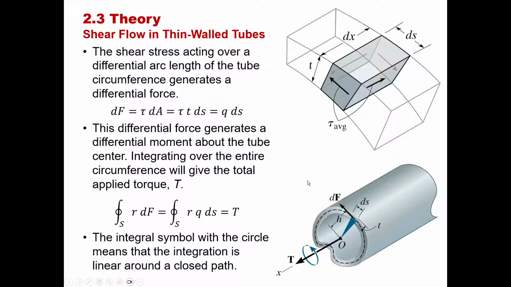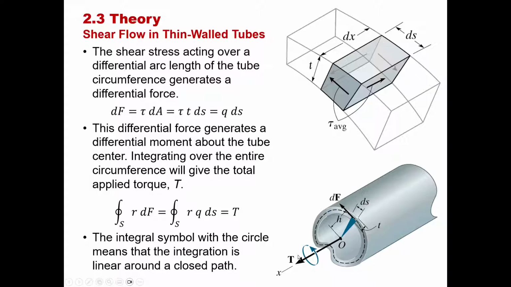And we can say that that differential force, which we're showing right here, due to this slice of the shaft is going to be in this direction as defined by the shear stress, and it's going to create a moment about the centroid of the tube. So if we integrate this value all the way around the circumference of the shaft, we're going to end up with the total externally applied torque to the shaft, and that must be the case.